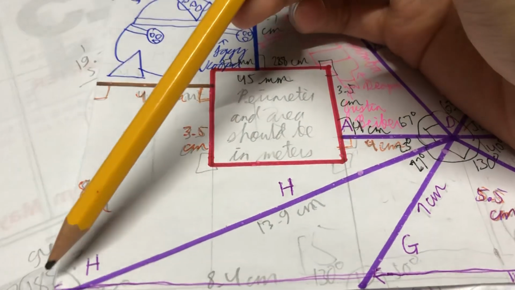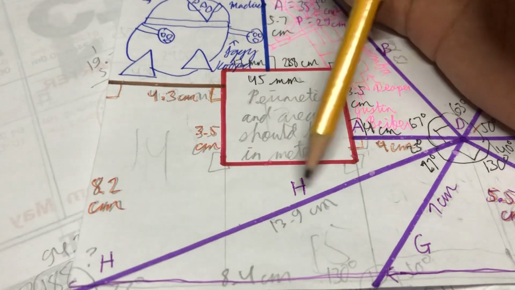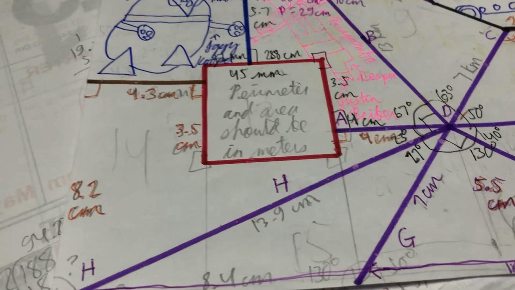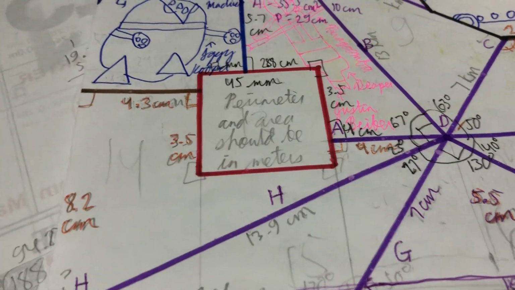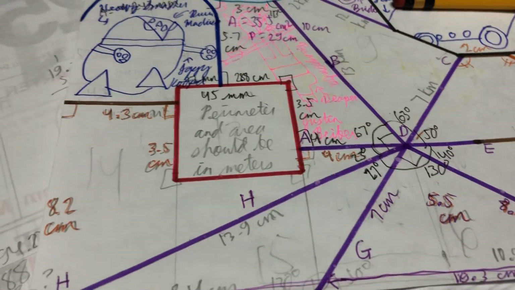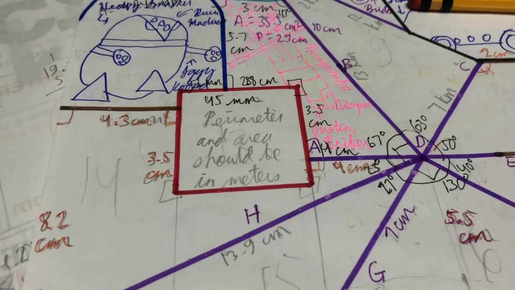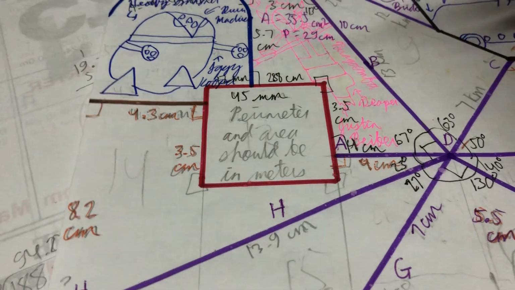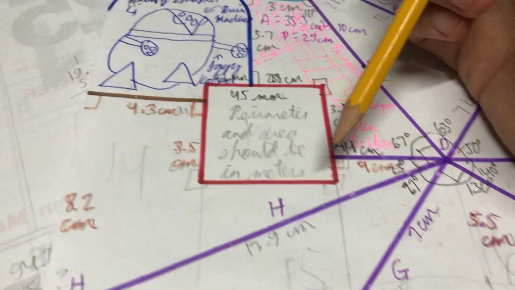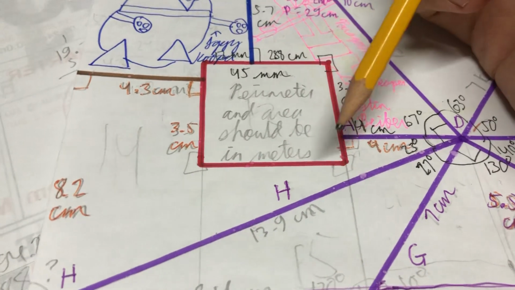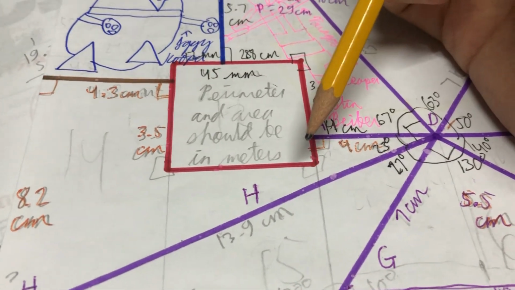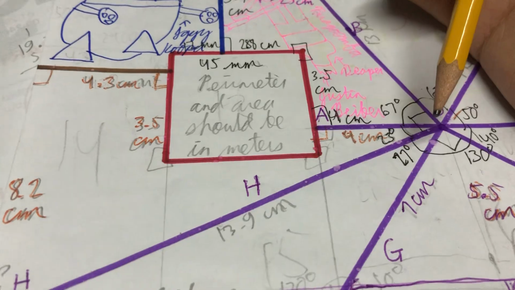Anong klaseng shape ito? 1, 2, 3, 4, 5, 6, 7. So, 7 sides. When it's 7 sides, it's a heptagon. So, ganito yung formula. 7 minus 2 is 5. 5 times 180 is 900. So, 90 plus 90 plus 90, 270. 270 plus another 270, 540, plus 270, 810. Then, 810 plus 23 becomes 833.